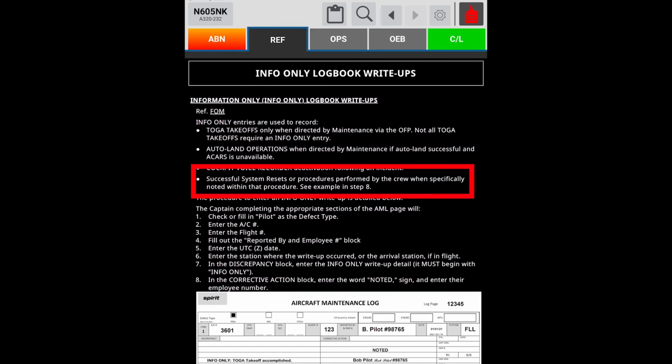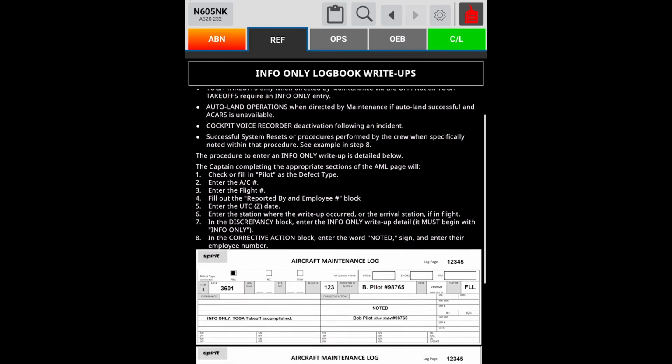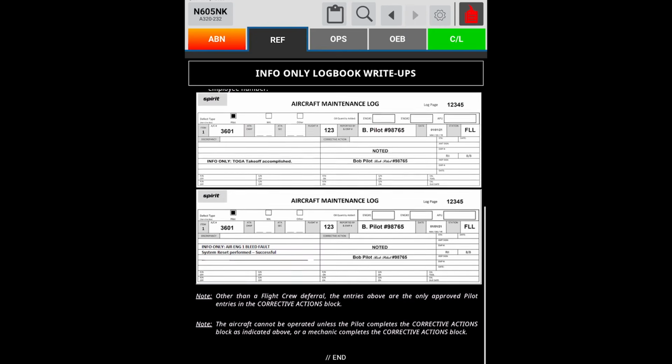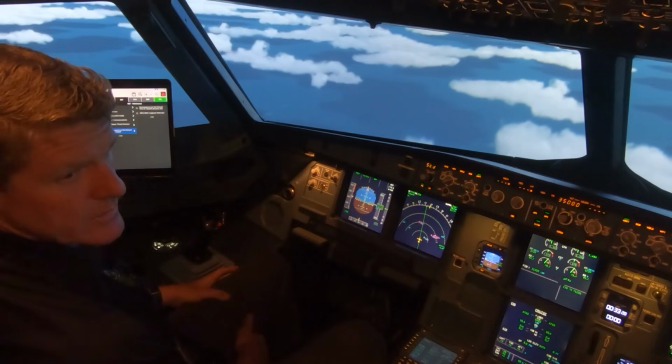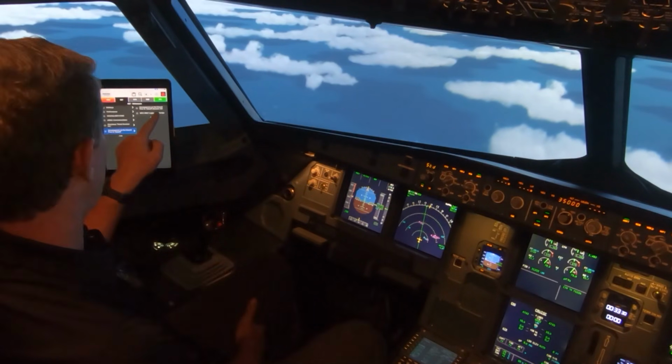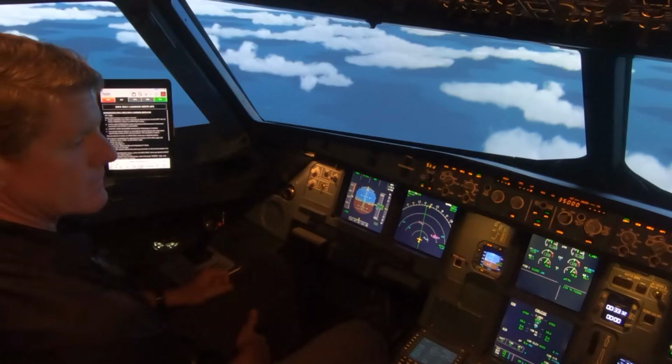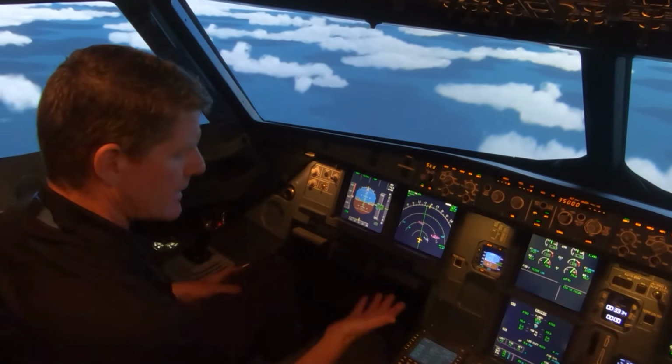Note that an info-only is appropriate for this reset not only because the reset was successful, but more importantly because the procedure itself specified a need to write up the successful reset. Follow the instructions to write up the info-only in the logbook. The QRH has an example of how to do an info only, so I'll reference that when doing so. Sounds good. I'll let MOC know.